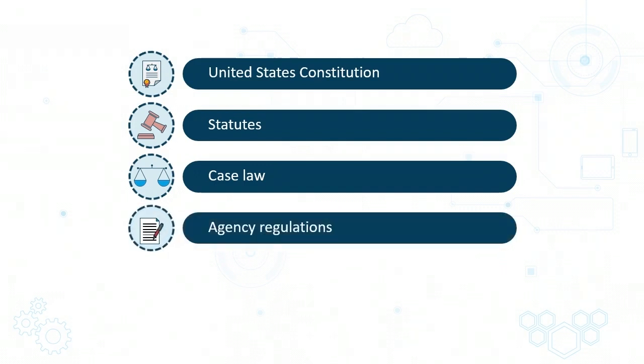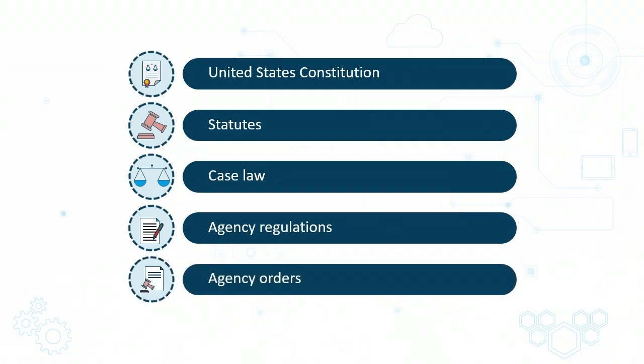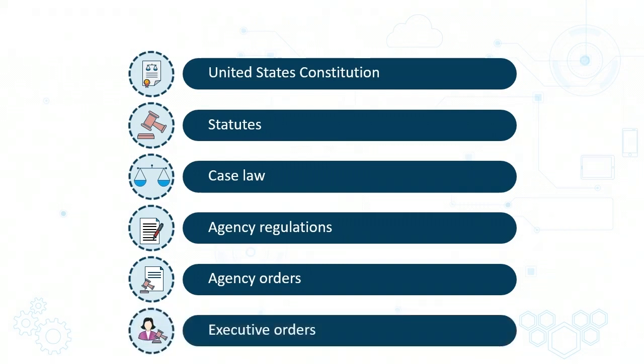Agency regulations. Agencies are authorized to develop rules, criteria for measuring whether employers are in compliance. Agency orders. The powers of the agency to force compliance with federal laws. Executive orders. These are issued by the President of the United States.